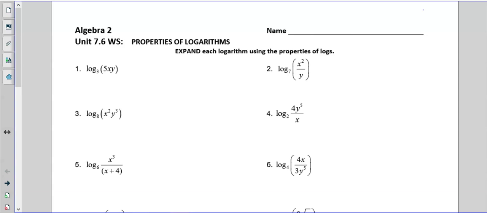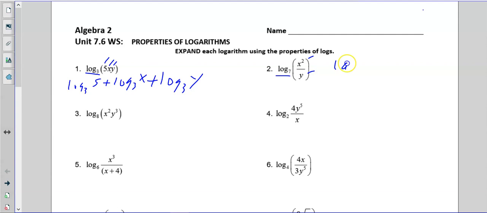All right, expanding logarithms. So remember, we're going to have 1, 2, 3 items. We're going to write log 3 times. Log 3 of 5 plus log 3 of x plus log 3 of y. All right? Now here, we're going to have one item here. We're going to have a second item, but since it's on the bottom, we're going to be subtracting. So we're going to write log 7 twice.